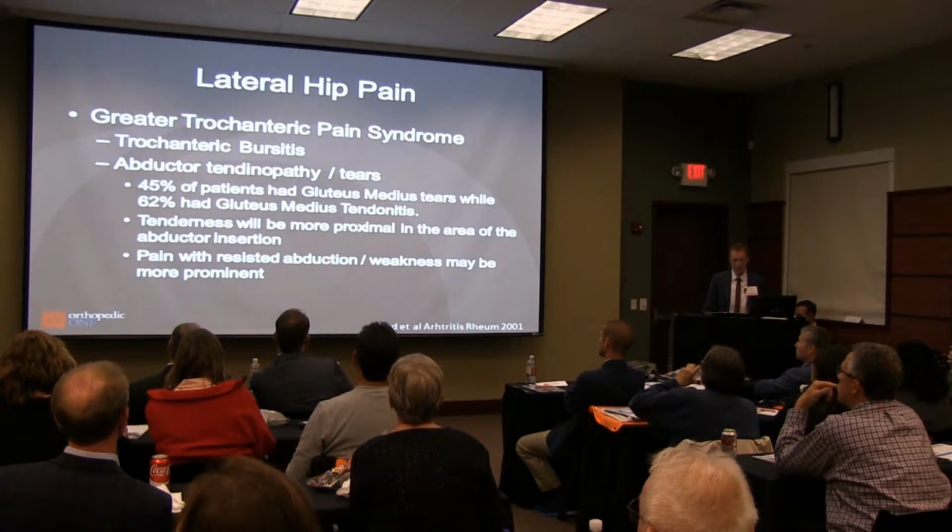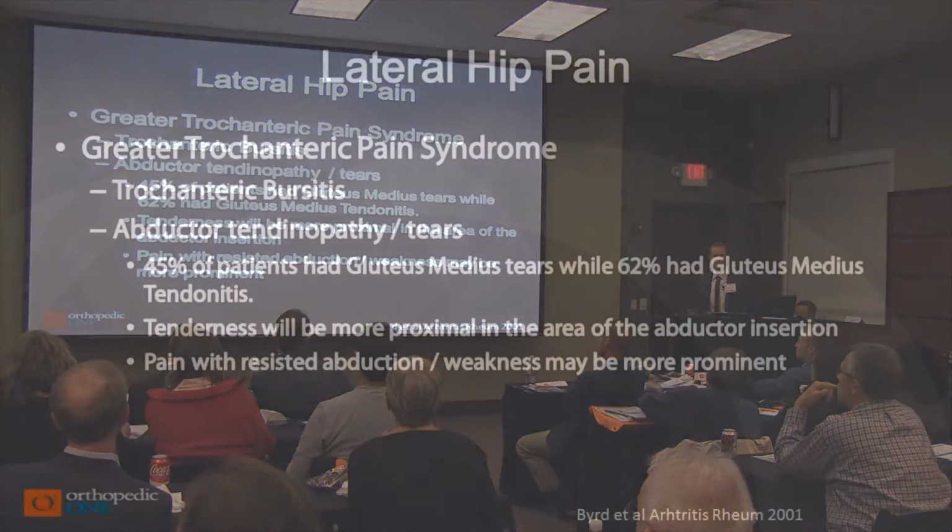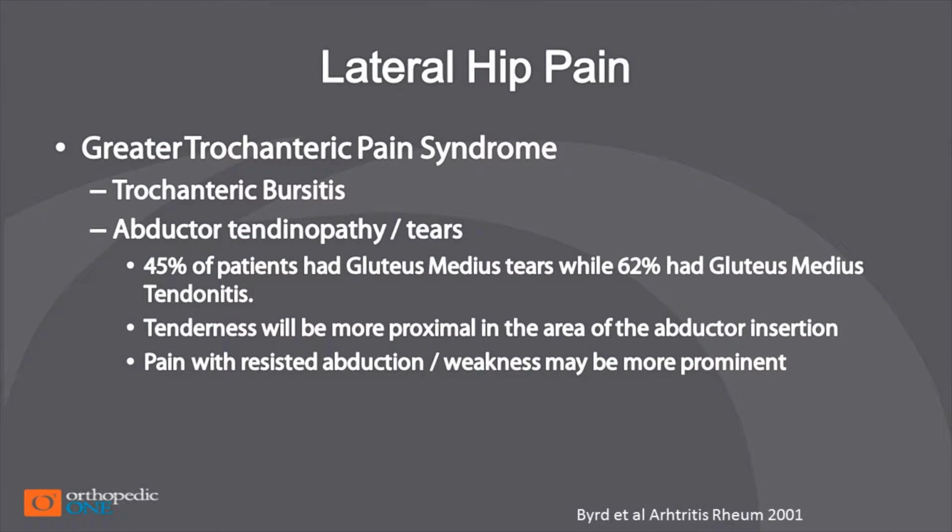Abductor tendinopathy tears. In 2001, Bird did a study where they looked at resistant bursitis: injections, anti-inflammatory medications, things just aren't working. It just keeps coming back. They did MRIs in these patients and found that almost half of them had tears of the abductor musculature.